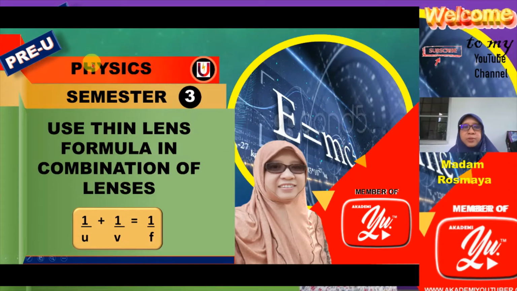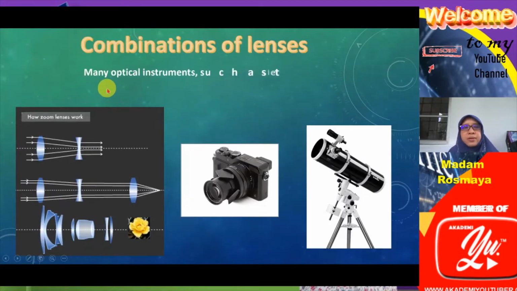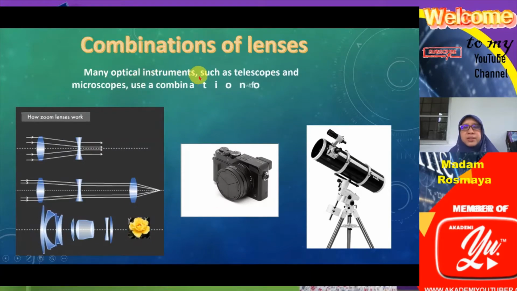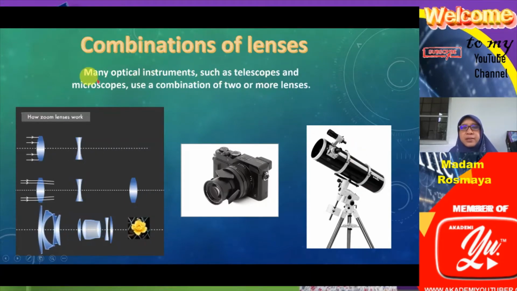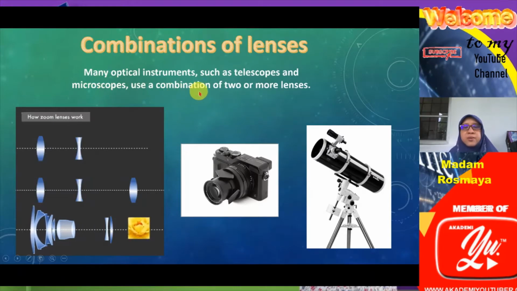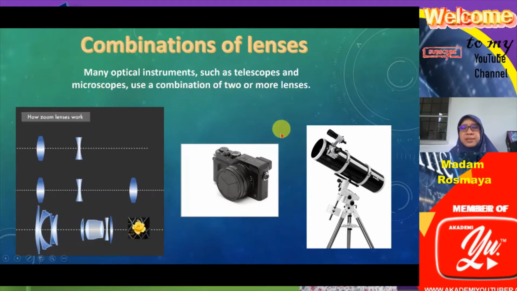I am Madam Rosmaya. In this video, we are going to discuss PU Physics Semester 3 topics: use of the thin lens formula in combination of lenses. So the formula is 1/u + 1/v = 1/f. Many optical instruments such as telescopes and microscopes use a combination of 2 or more lenses.